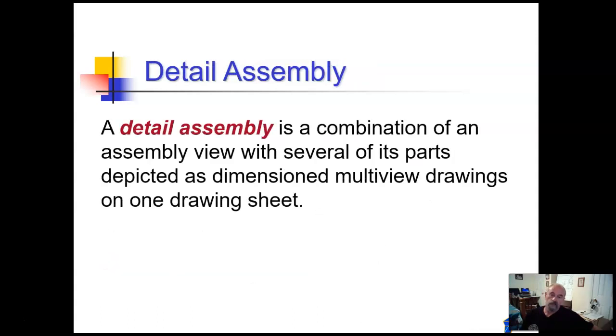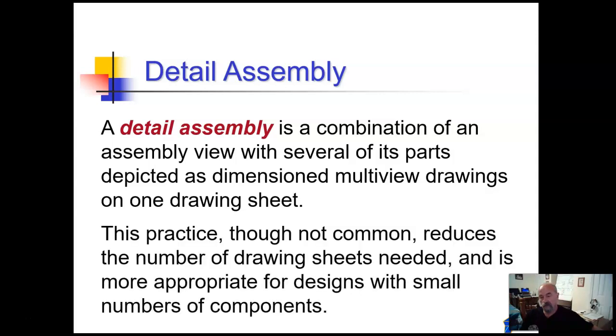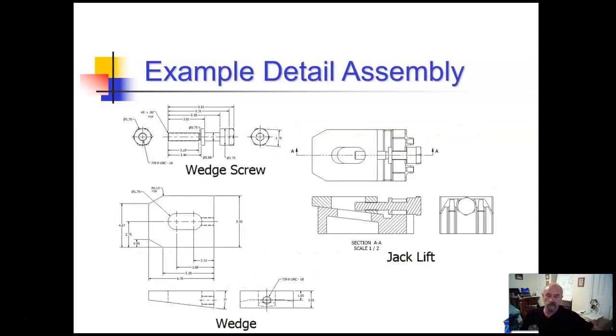A detail assembly is a combination of an assembly view with several of its parts depicted as dimensioned multi-view drawings on one sheet of paper. And this practice, though it's not common, reduces the number of drawing sheets needed and is more appropriate for designs with small numbers of components.